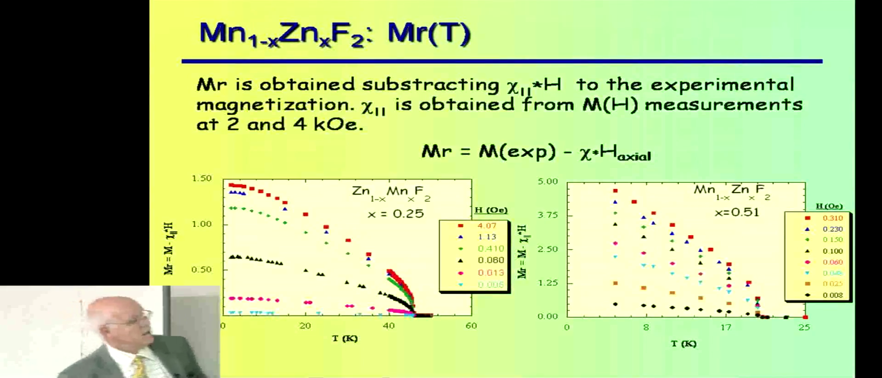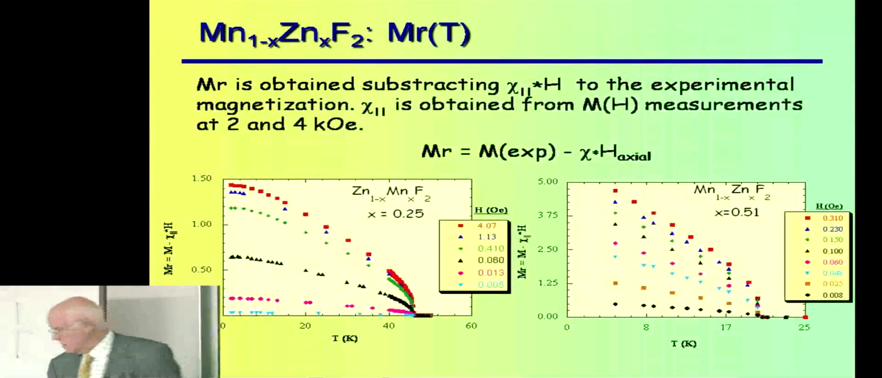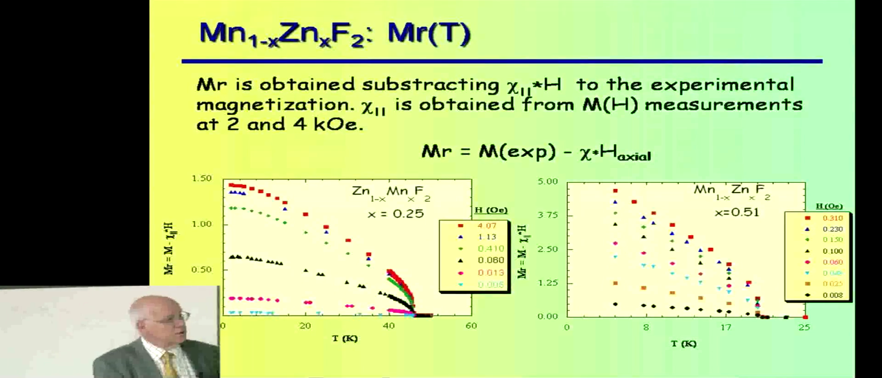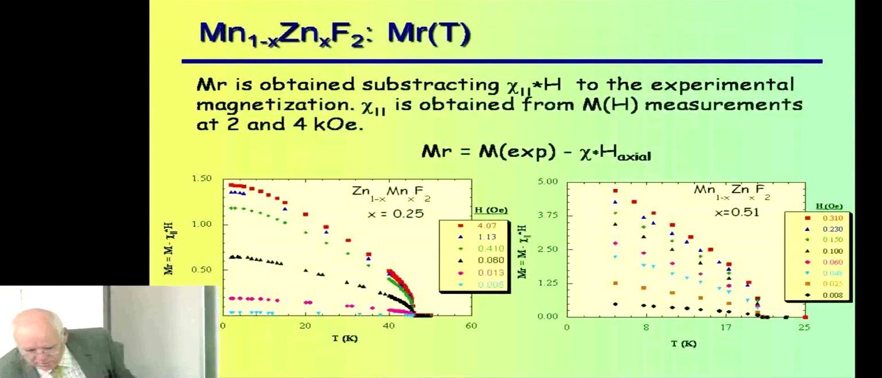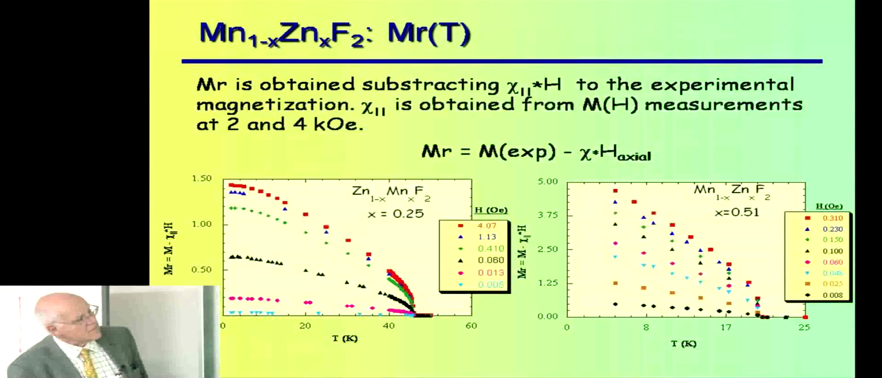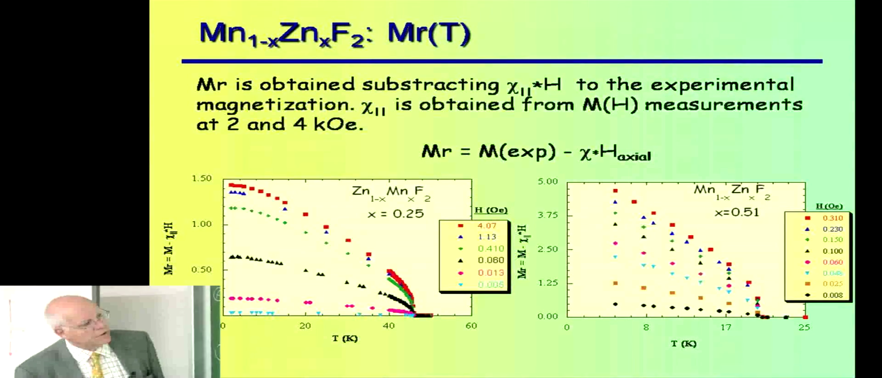So that's what we did. And here are the data corrected. We call this one MR. So we move the other part: MR is M minus K parallel times H. And then we get these curves. And of course, magnetization is zero above TC. Same for the 51%, then for the 25%.